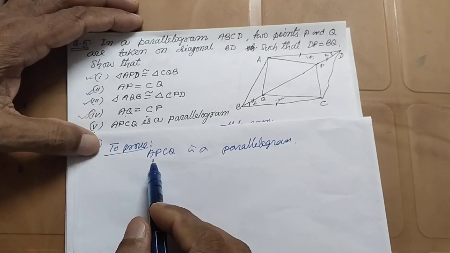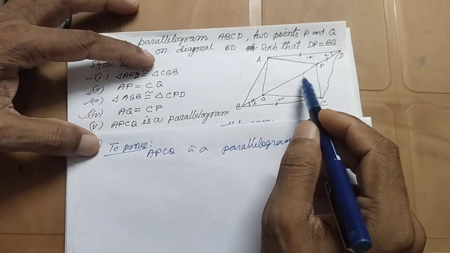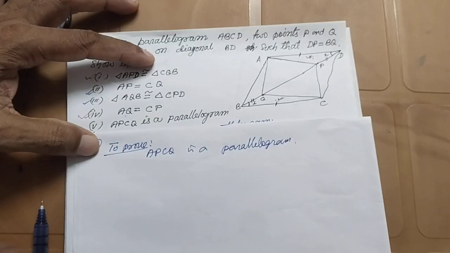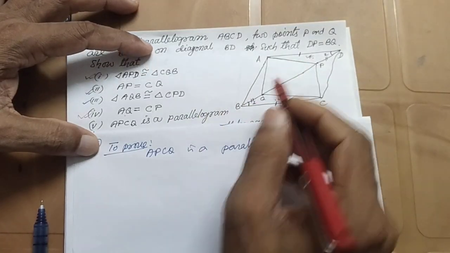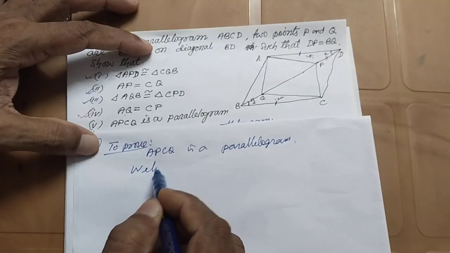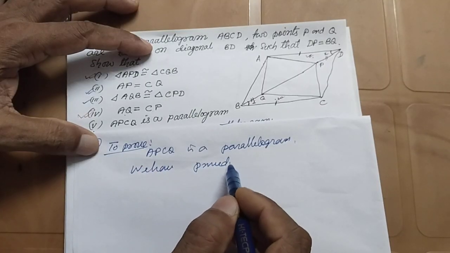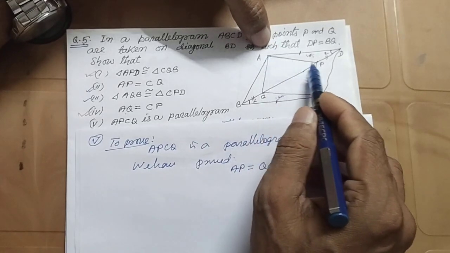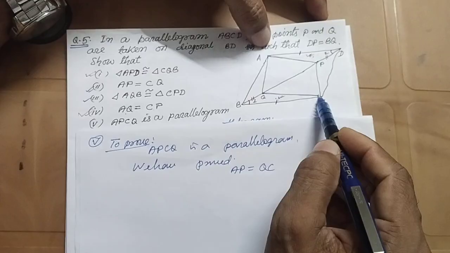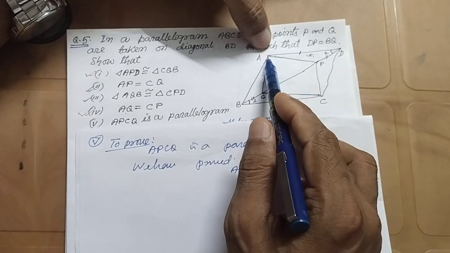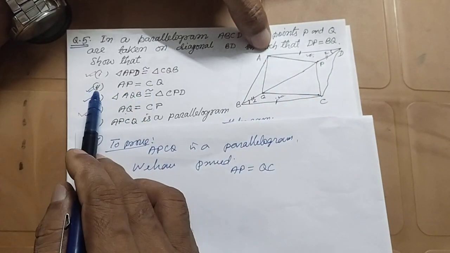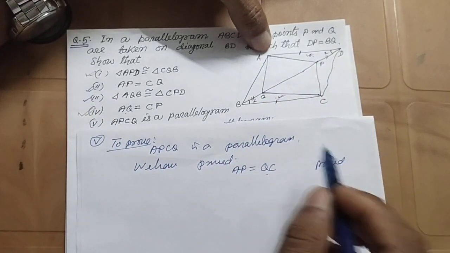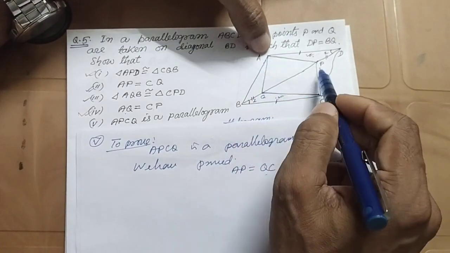The fifth is to prove APCQ is a parallelogram. APCQ, this diagram. Here you have already proved this side, AP equal to QC. We have already proved from the previous parts, the second part and the fourth. AP equal to CQ, already we have proved. Then already we have proved also AQ equal to PC.